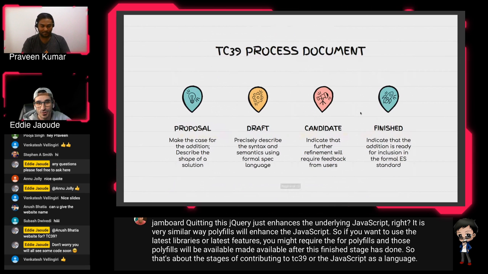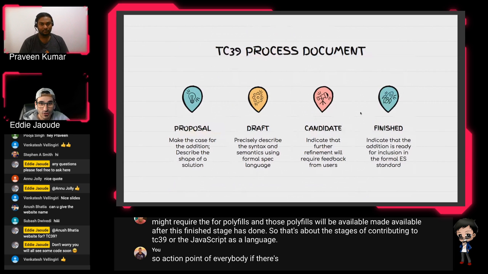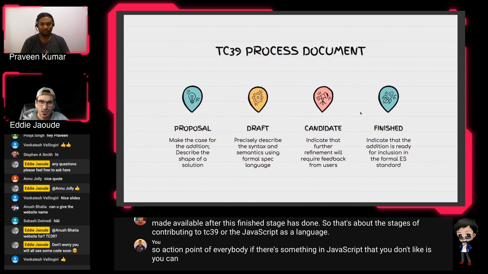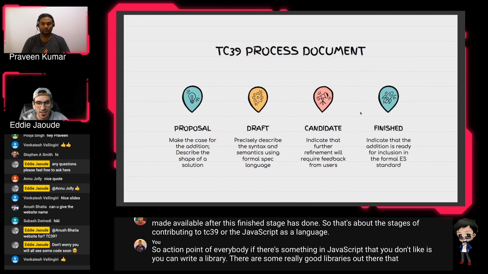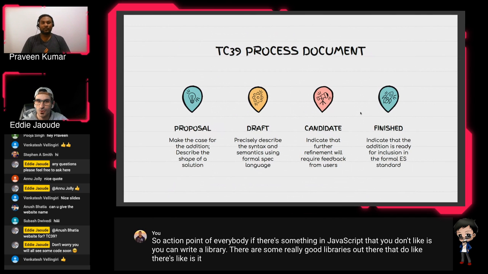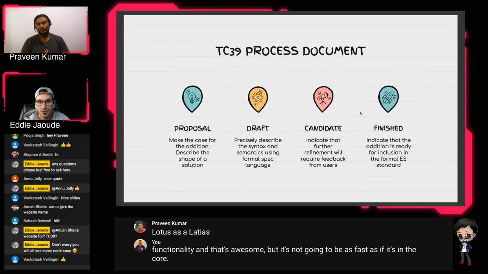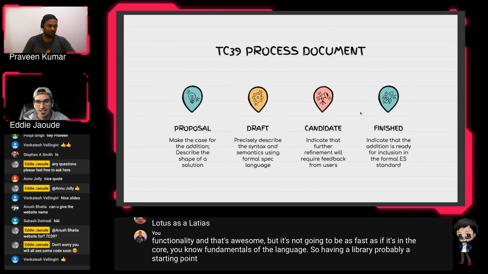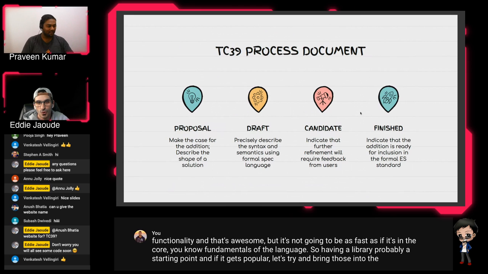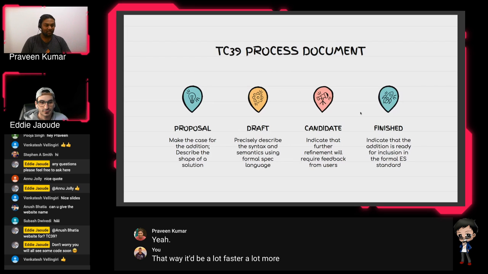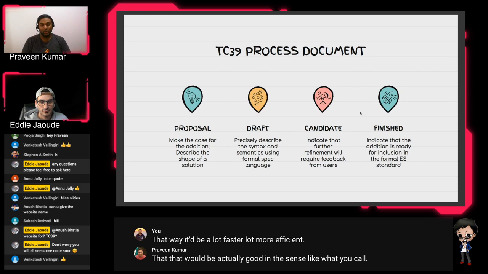So, action point for everybody: if there's something in JavaScript that you don't like, yes, you can write a library. There are some really good libraries out there, like Lodash, that has lots of awesome functionality. Lodash has a lot, yes. And that's awesome, but it's not going to be as fast as if it's in the core fundamentals of the language. So having a library is probably a starting point, and if it gets popular, let's try and bring those into the actual core code base, and then it'll be a lot faster, a lot more efficient.